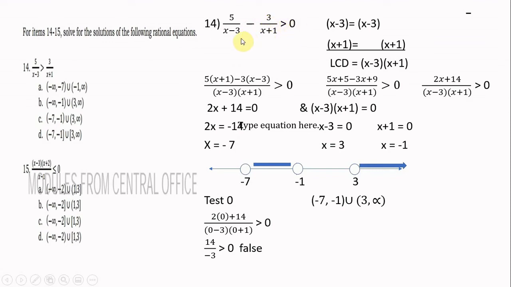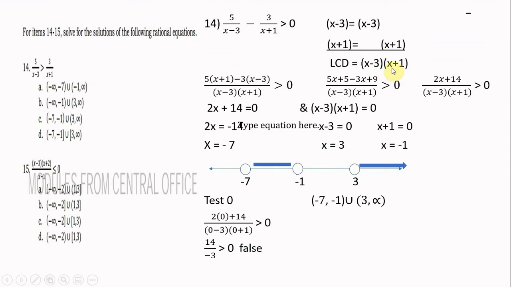Now, afterwards, you are to find the LCD. So, the LCD of x minus 3 and x plus 1. Here we write down the denominators, x minus 3 and x plus 1. These two are already prime. You will bring down this one. So, the LCD is quantity x minus 3 times x plus 1.